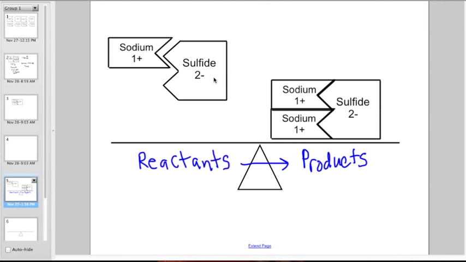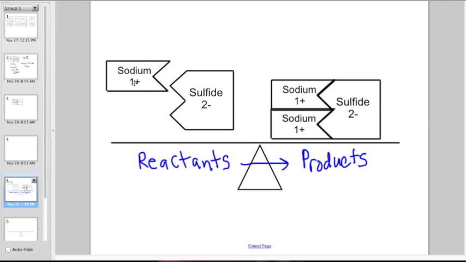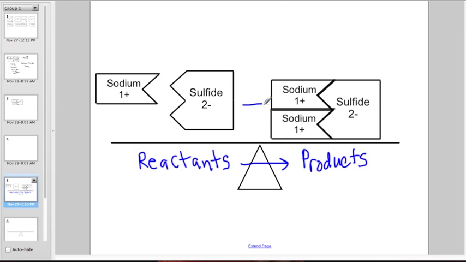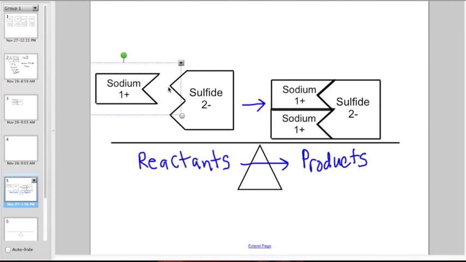We started like this, just with one sodium and one sulfide. And they weren't together yet. Well, one sodium and one sulfide can't make sodium sulfide, Na2S, right? I had to start with two sodiums. So I did that little clone trick and made another one.